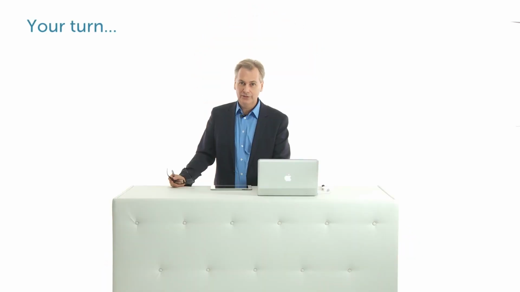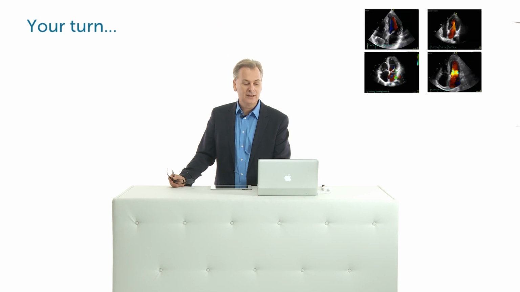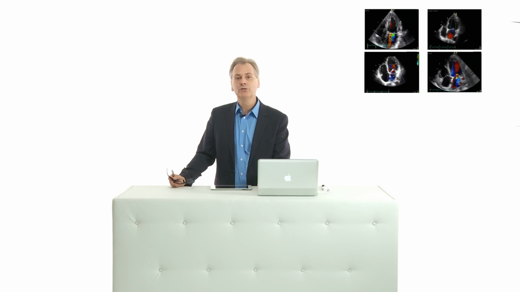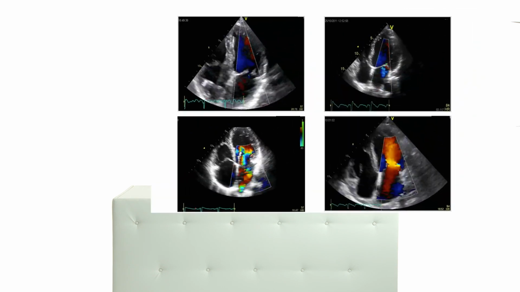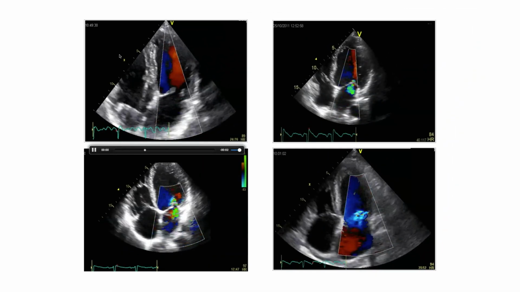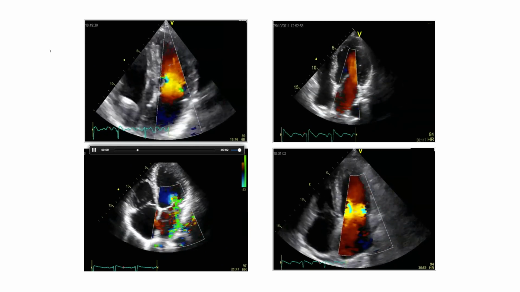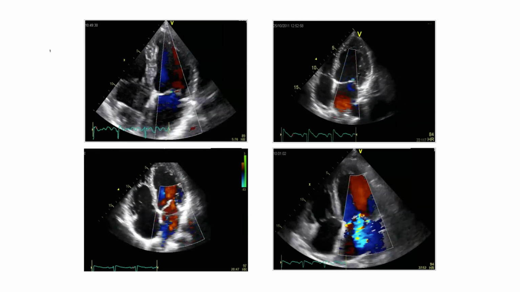Good. You've learned how to quantify the jet, so I think it's now your turn to tell me, or tell yourself actually, how severe mitral regurgitation is. Here are 4 examples, and I would like you to rank the degree of mitral regurgitation from 1 to 4. Here is the first example. Okay. Look at the jet.